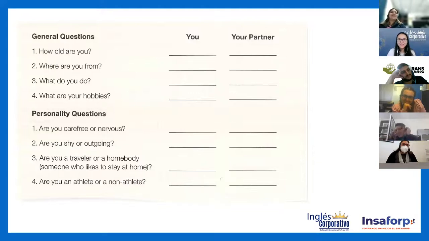Volunteer. My partner is Sammy. He's 31 years old. He's from El Salvador. He's an operational worker. His favorite hobby is rugby. He is not carefree or nervous. He is outgoing. He is a traveler and is an athlete. Okay, that's awesome, right?